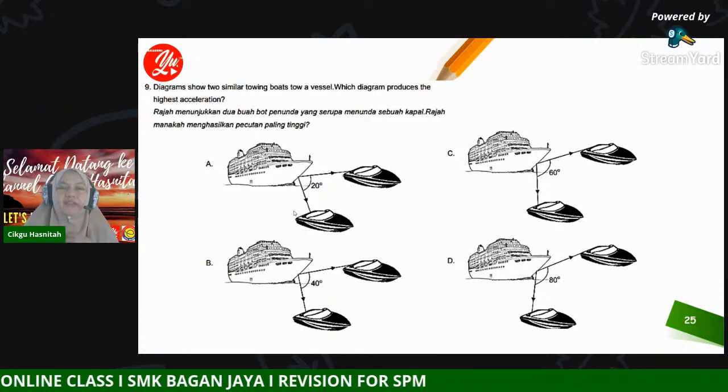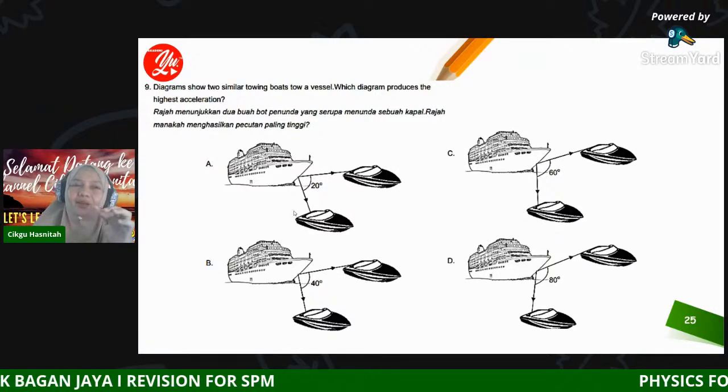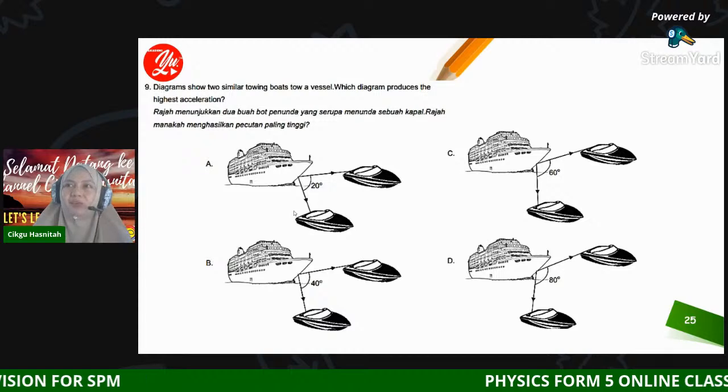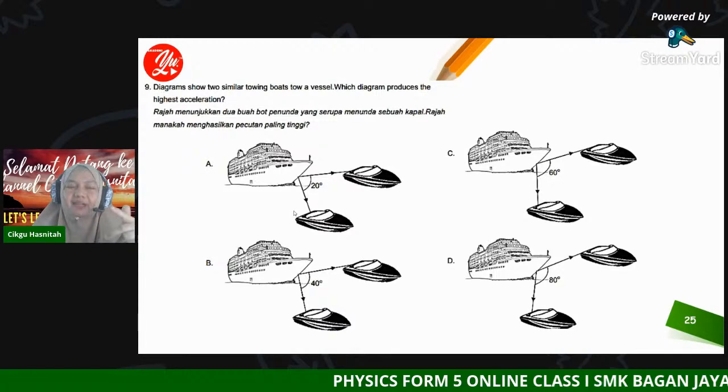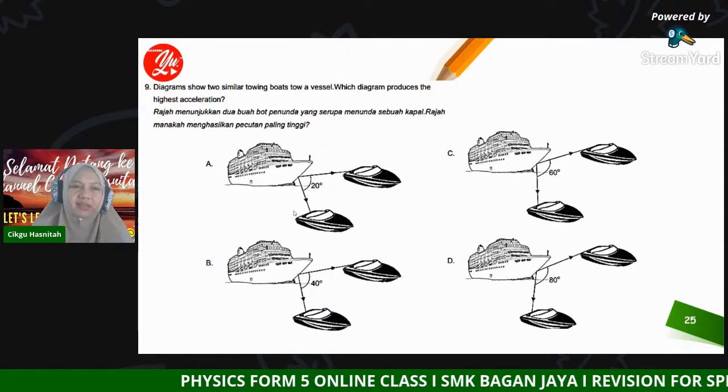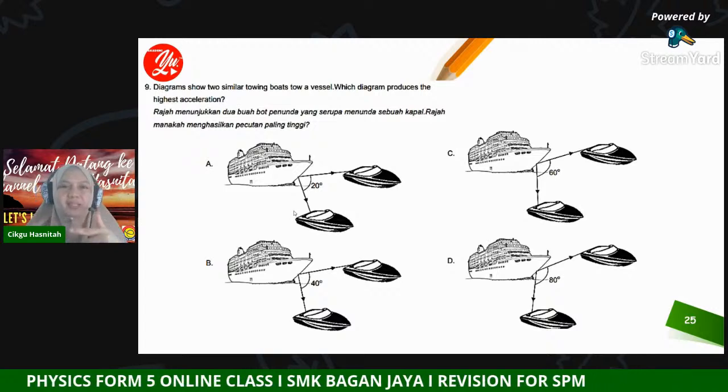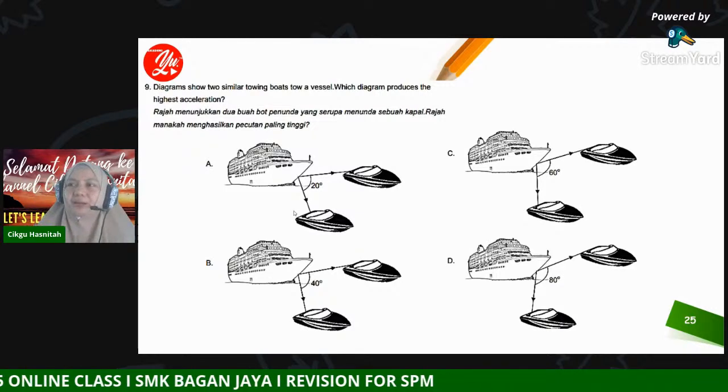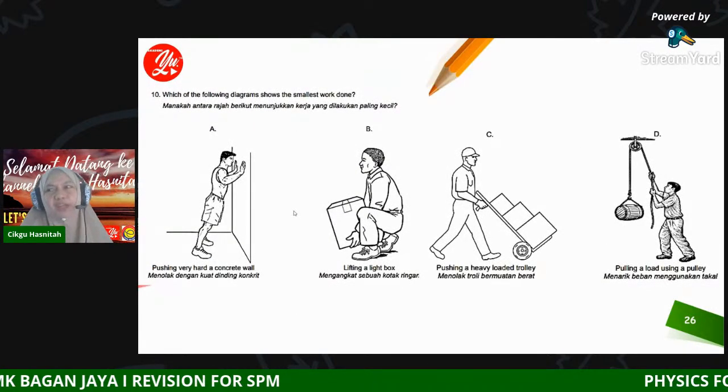Yes, very good, A. Remember the keyword: smallest angle will give you the greatest or the highest resultant force, and highest resultant force will create highest acceleration. All right. Okay, last question for today.